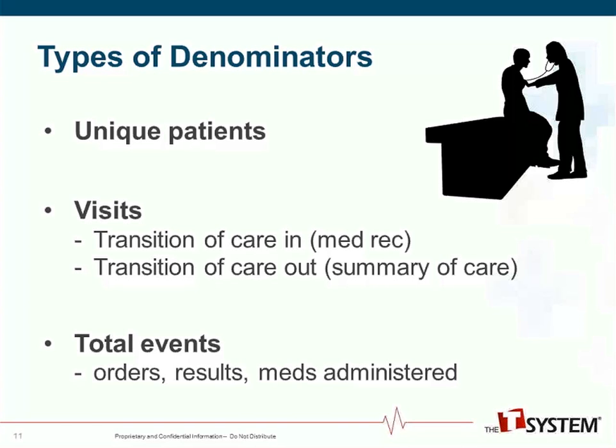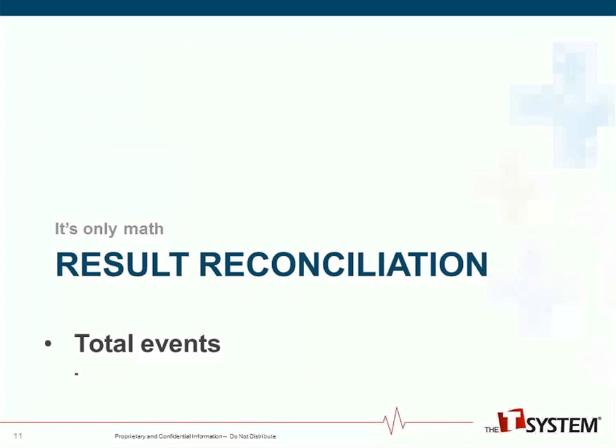And then lastly, there's a denominator type with a threshold of total counts of events. That could be orders placed, results received, meds administered, those types of things. So the total number of things that happen. Those tend to be independent of unique patient or visits and can vary dramatically between patients. So the number of labs ordered or the number of meds ordered on a patient is really irrespective of the total visits count in your hospital or the total visits for that patient. And across visits, one patient might get one order and the other might get 50. So those are the three types of denominators, and they are important from the math that we'll discuss in a second.